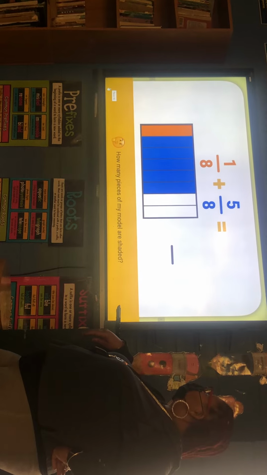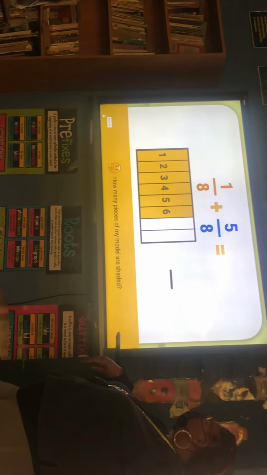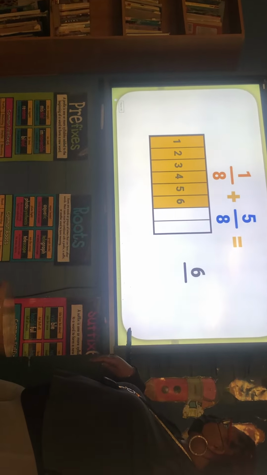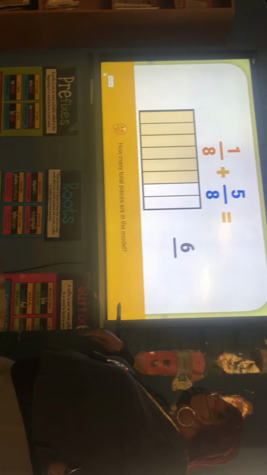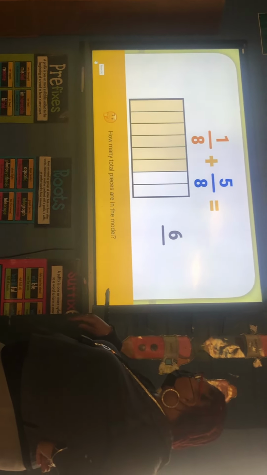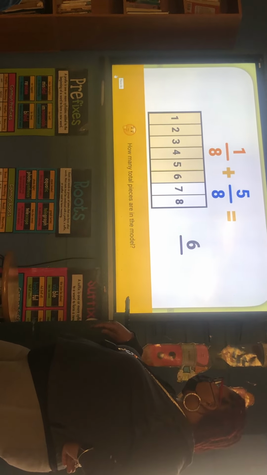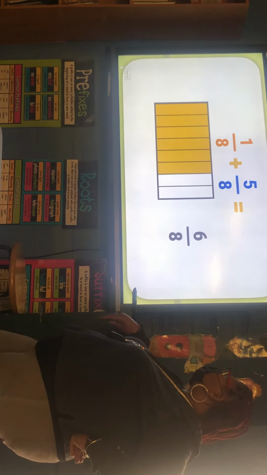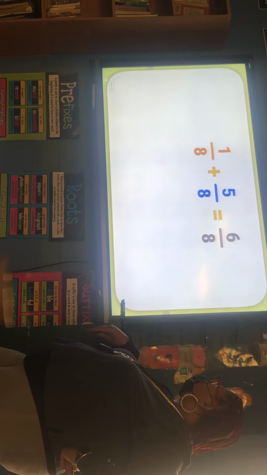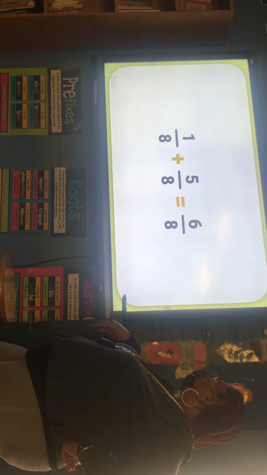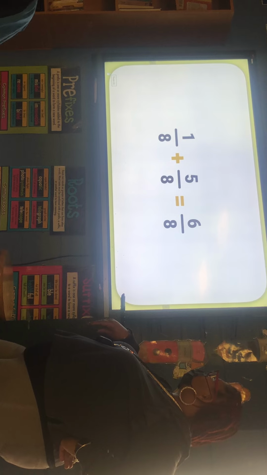You can count that there are 6 total pieces shaded, so the numerator of my fraction is 6. Now, how many total pieces are in the model? There are a total of 8 pieces in this model, so my denominator will be 8. And now I have my answer. I can say 1/8 plus 5/8 equals 6/8.